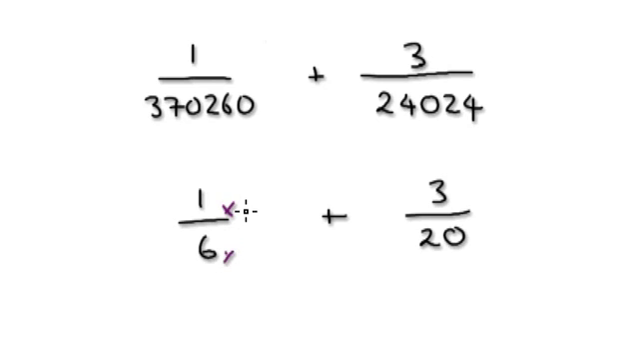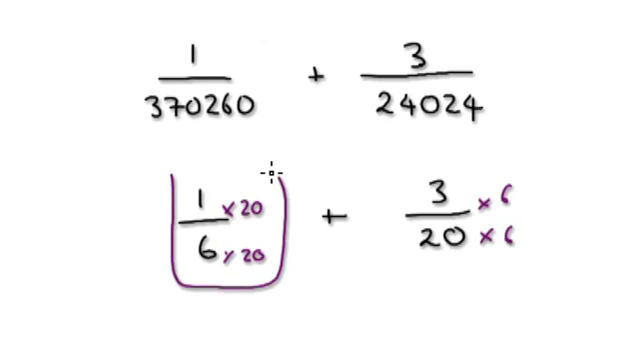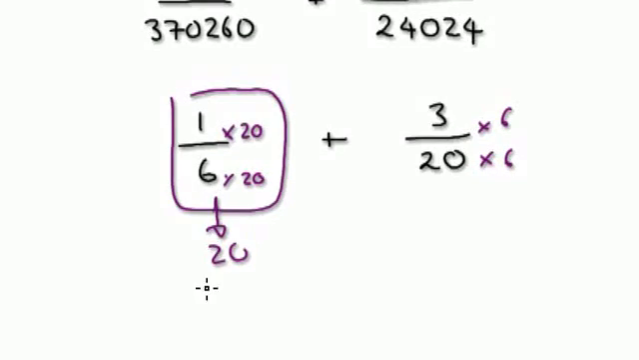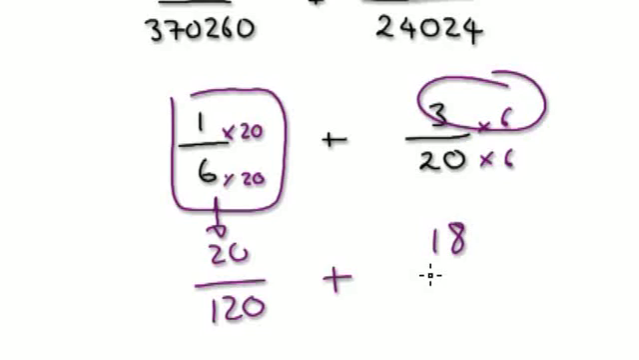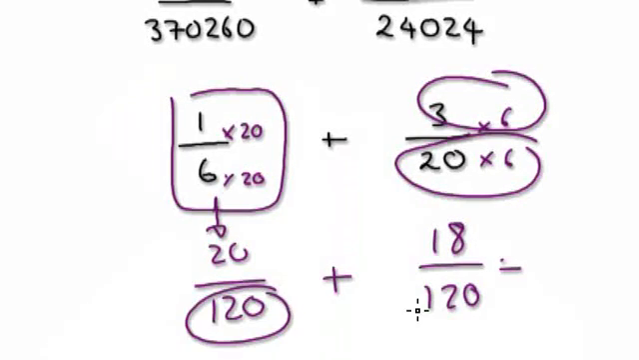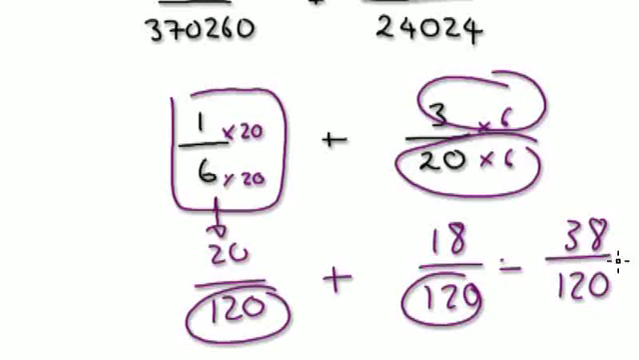So you would probably jump in and probably do this. Times top and bottom here by 20. Times top and bottom here by 6. And then this fraction here would be 20 over 120, and then this one here would be 18 over 120. Now, the two denominators are the same now, so you can just add the two. So that would be 38 over 120, and then you would simplify it.